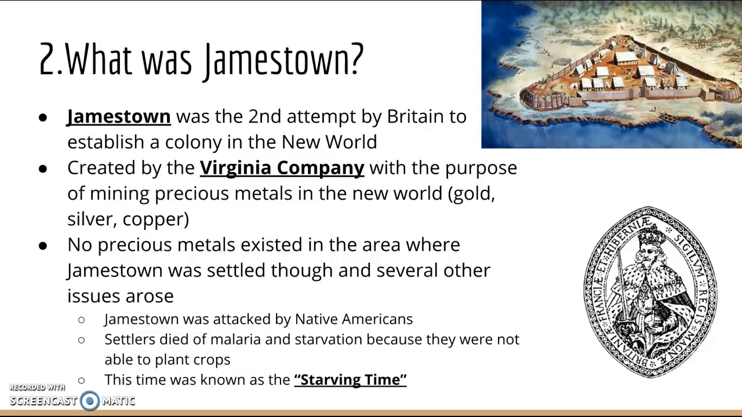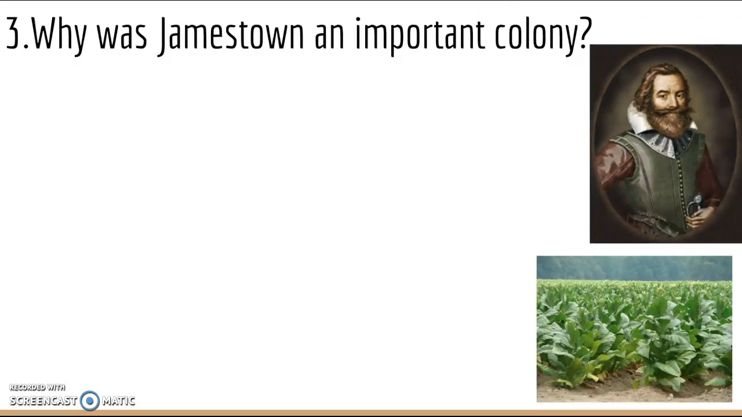One man is recorded as having killed his wife and was found eating her brain out of her head, and he was burned to death. But the starving time is really this rough time for Jamestown, where it's looking like that colony is probably going to fail too.